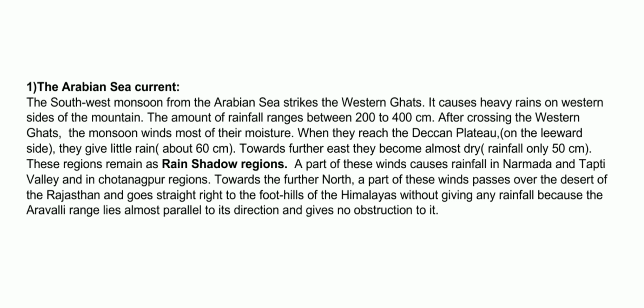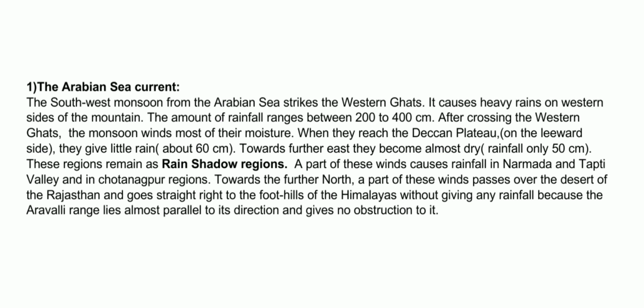Now, the Arabian Sea current. The southwest monsoon from the Arabian Sea strikes the Western Ghats. It causes heavy rain on the western side of the mountain. The amount of rainfall ranges between 200 to 400 centimeters. After crossing the Western Ghats, the monsoon winds lose most of their moisture. When they reach the Deccan Plateau on the leeward side, they give little rain, about 60 centimeters. Further east, they become almost dry, with rainfall of only 50 centimeters there.